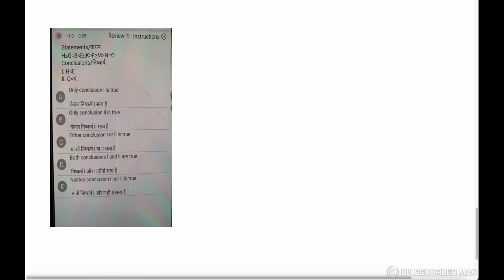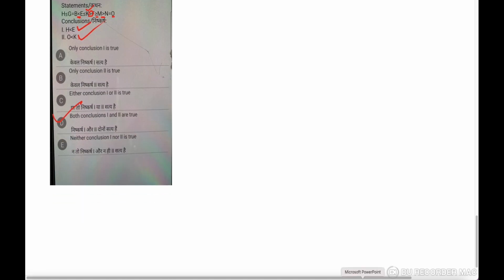Next, H less than E. Here you have a less than symbol. Yes, this is correct. O less than K. So O is over here. So less than or equal to less than. Yes, this is also correct. So both 1 and 2. Option D. Next, let's solve this question.